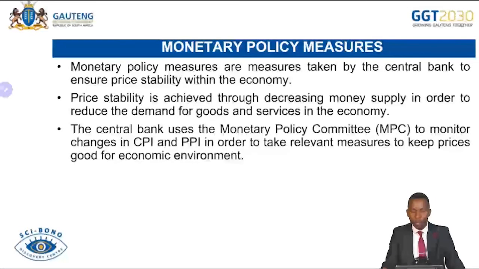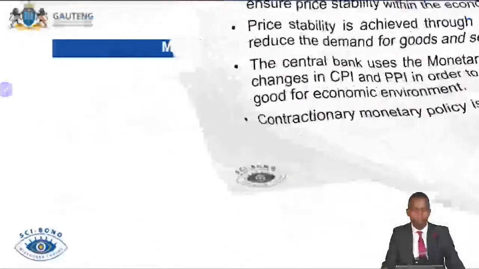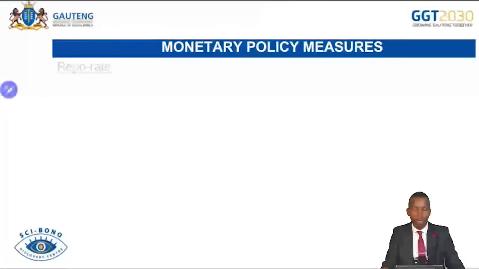The Central Bank uses the Monetary Policy Committee, which is MPC, to monitor changes in CPI and PPI in order to take relevant measures to keep prices good for the economic environment. Contractionary monetary policy is implemented. And then these are the monetary policy measures.